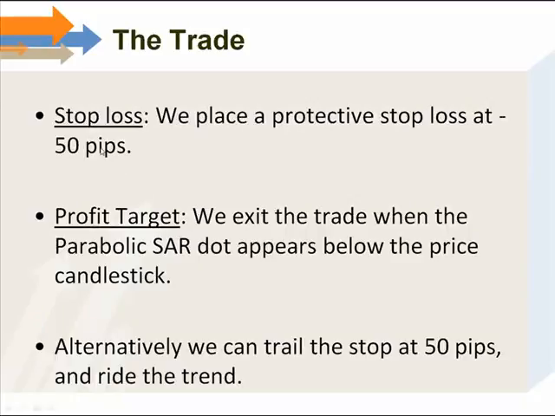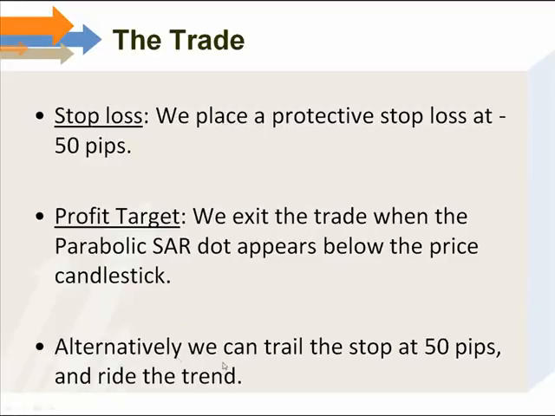Once we have those two conditions happen, we enter the trade. We set a stop loss at 50 pips. And we exit the trade when the parabolic SAR dot appears below the price candlestick. We'll give you some examples of this, so if it doesn't make sense just yet, it will in a minute.